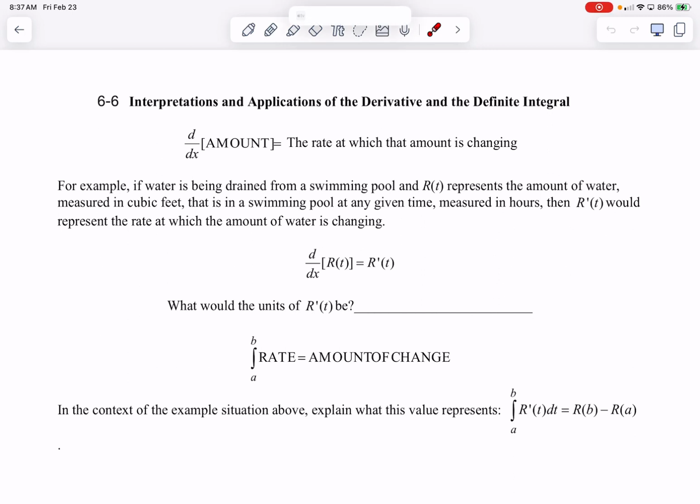Okay, so today we're talking interpretations and applications of the derivative and the definite integral. So, the derivative of some amount is the rate at which that amount is changing, right? Yes. So, we're good at this, right?